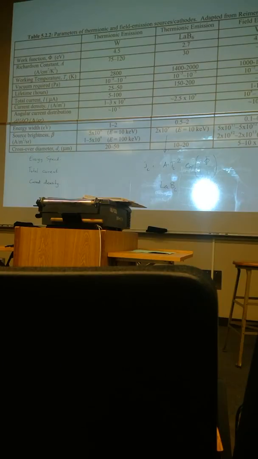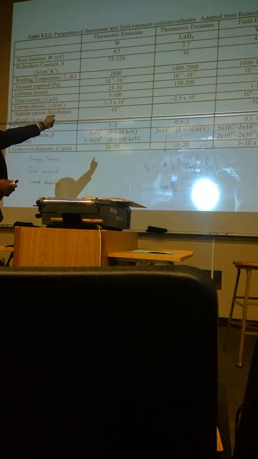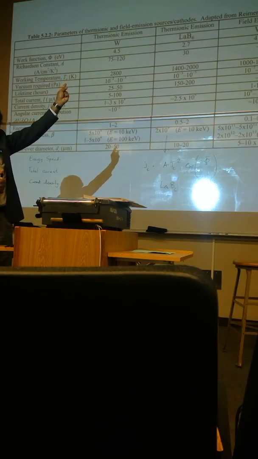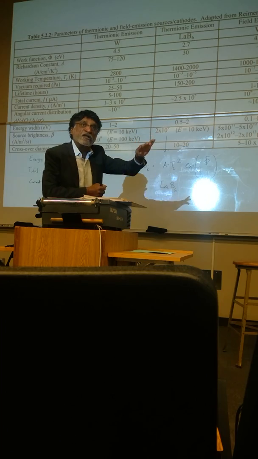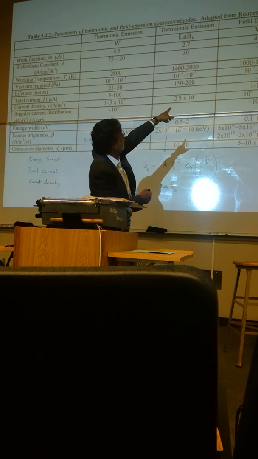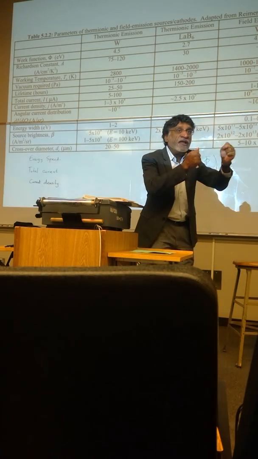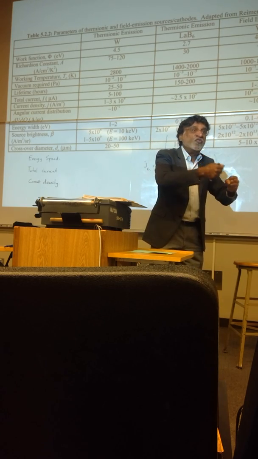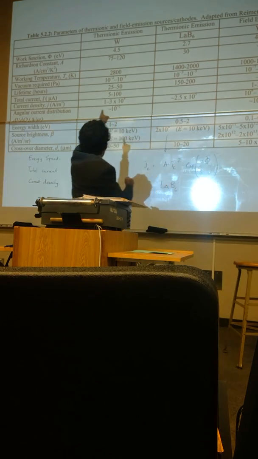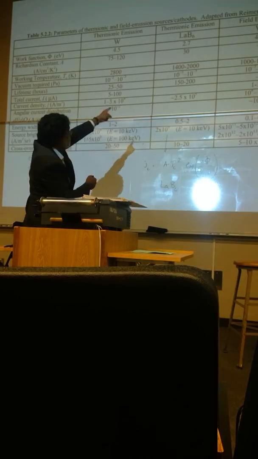So forget about that constant. Then working temperature. So that's the important thing. In thermionic emission, you operate the filament at a very high temperature, 2800. Lanthanum hexaboride is operated at lower temperature. And then of course this field emission, this is the combined one. You heat it to a certain point, you get an emission, and then you operate at a lower temperature than the original. And of course there's the vacuum required.